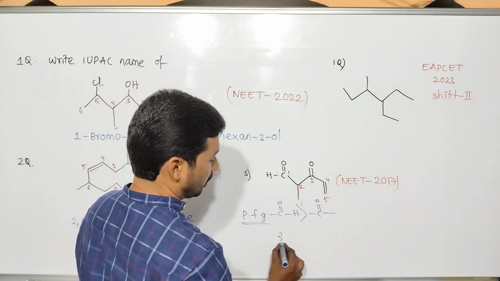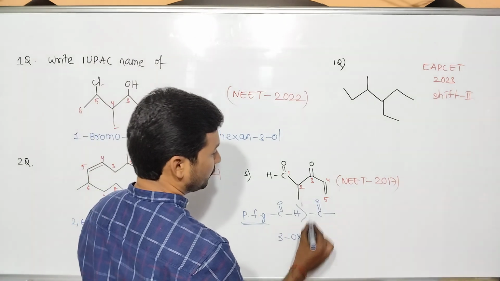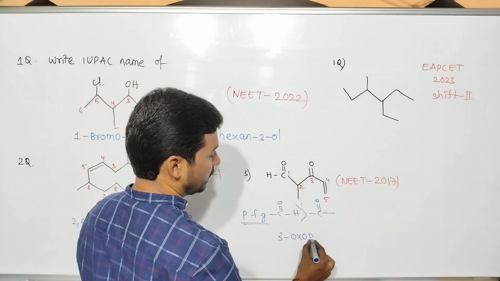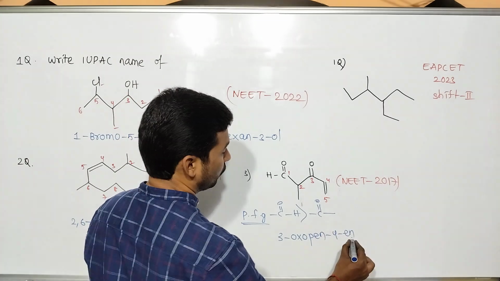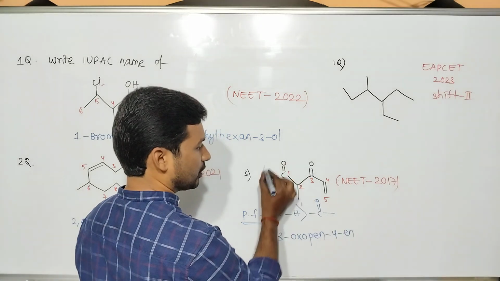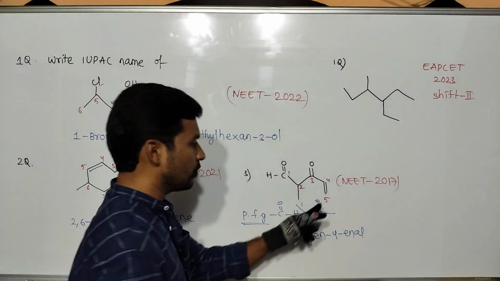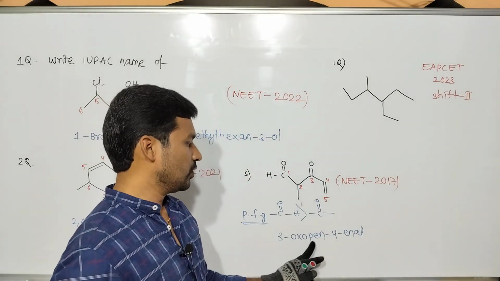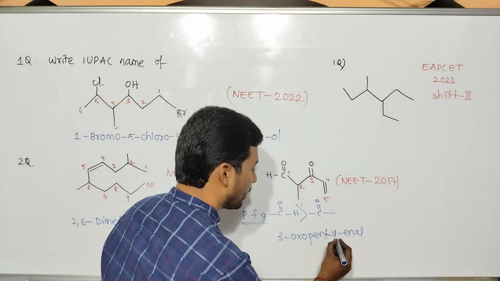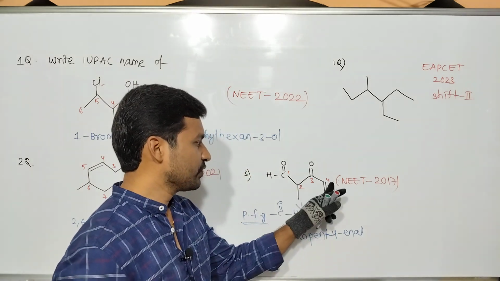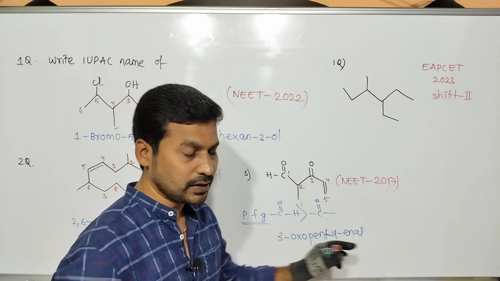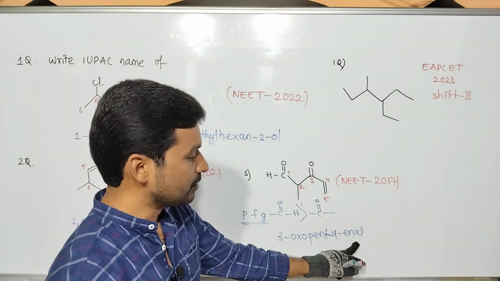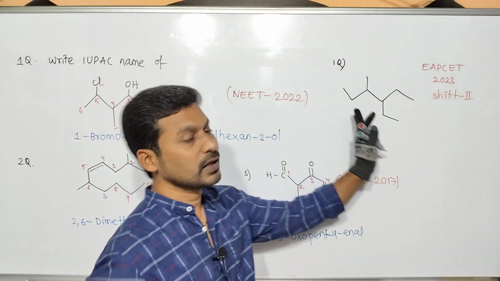At the 3rd position oxo, 3-oxo. Total number of carbon atoms is 5, so pent. 4th position double bond, so 4-ene. CHO functional group is present, so al. So 3-oxopent-4-enal. Due to the presence of the CHO group we added the secondary suffix al. 4-ene is the primary suffix, and al is the secondary suffix.